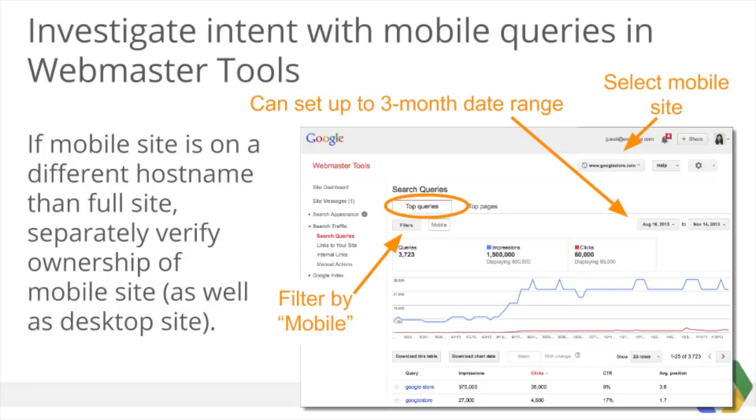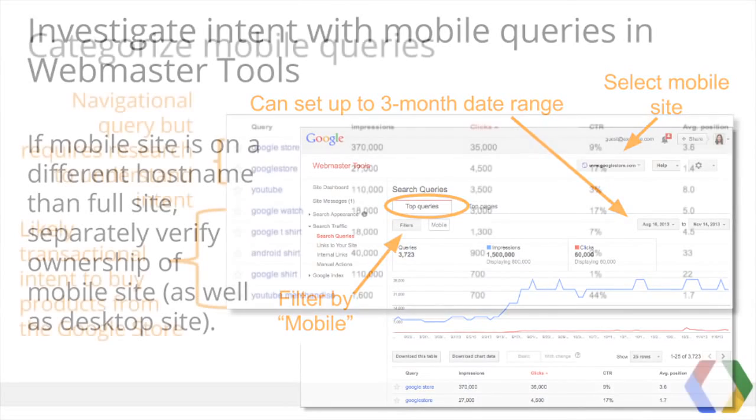Our understanding of mobile intent becomes more clear when we investigate web search queries in Google Webmaster Tools. Select your verified mobile site, navigate to search queries, and within top queries, select a date range of up to 3 months. With filters, we'll look at only the searches for mobile phones.